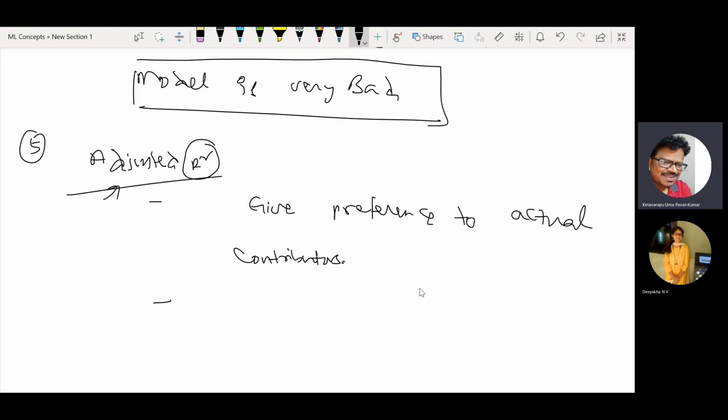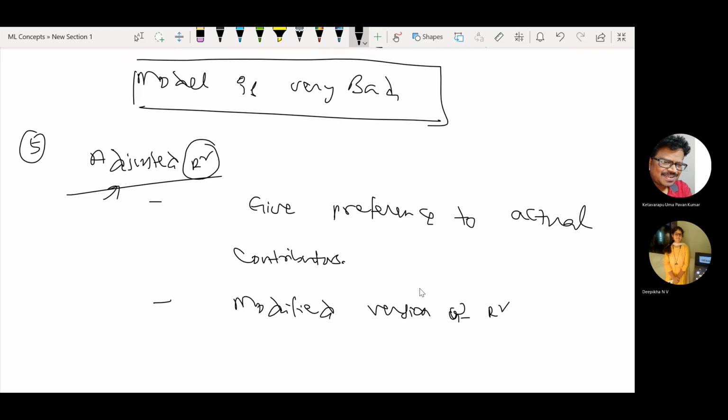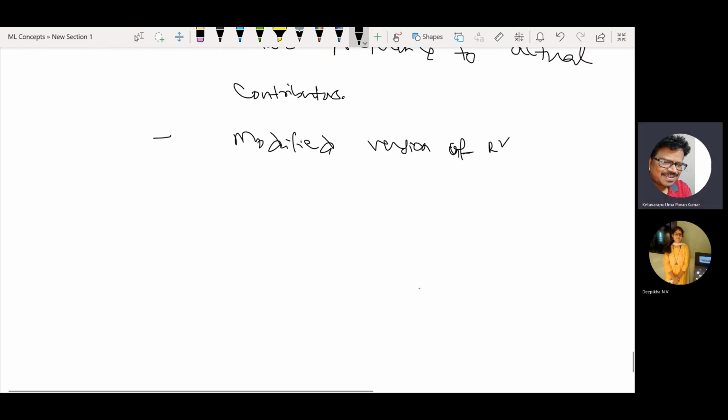And definitely, as you know, it is a modified version of R square. It is adjusted for the number of independent variables in the model, and it will always be less than or equal to R square. So that means your adjusted R square is less than or equal to R square. That is the idea, of course.